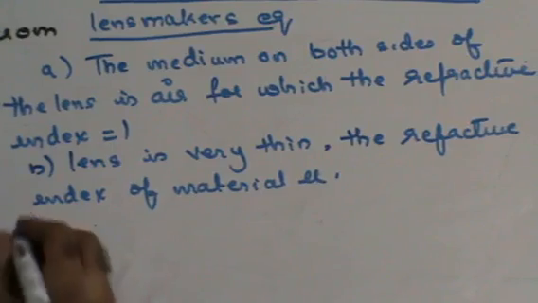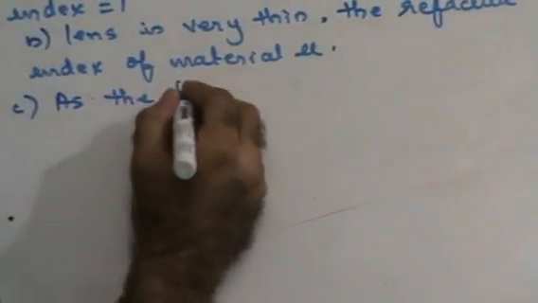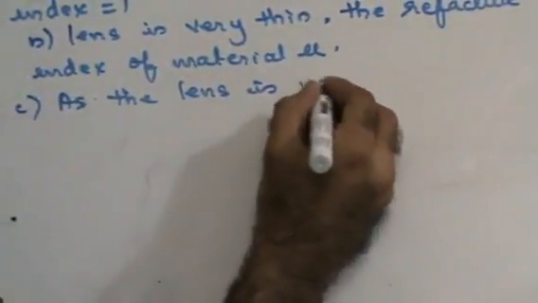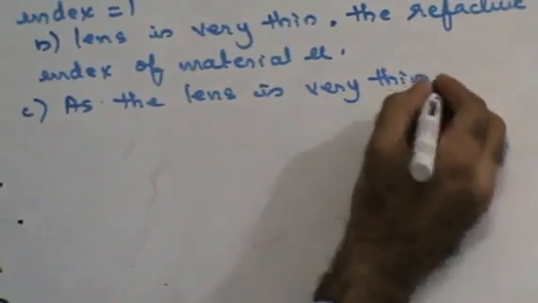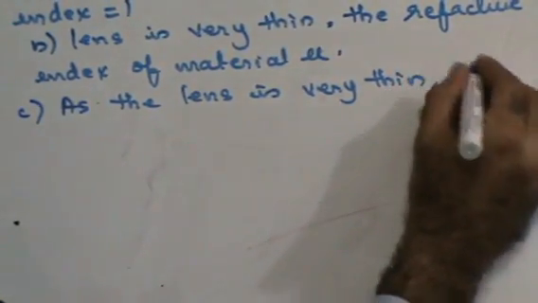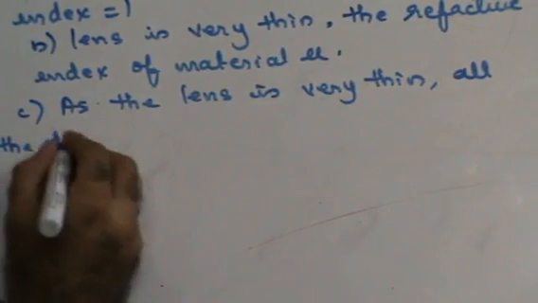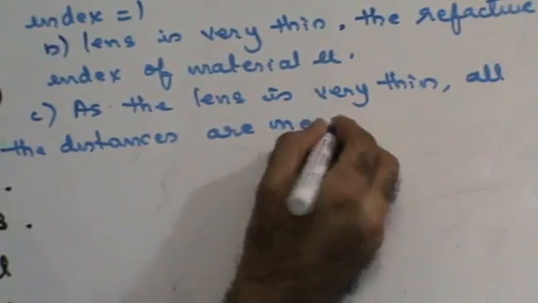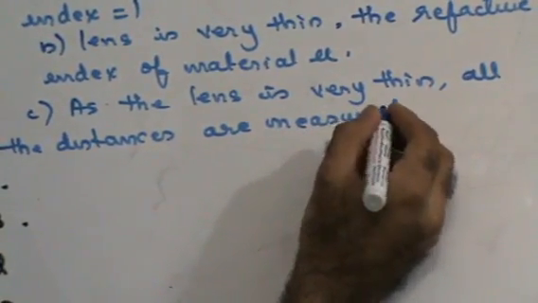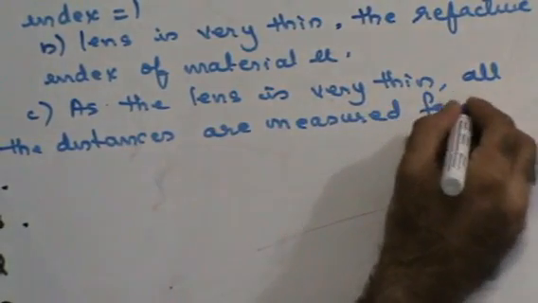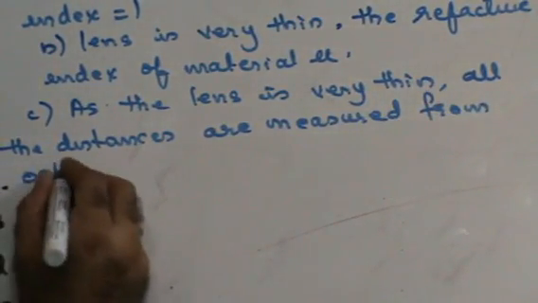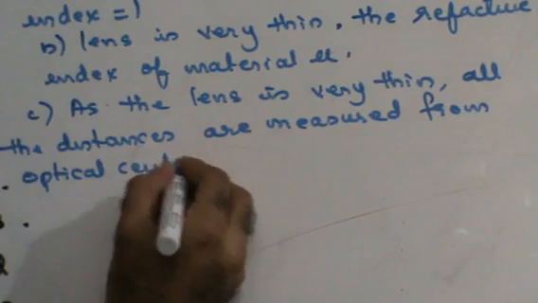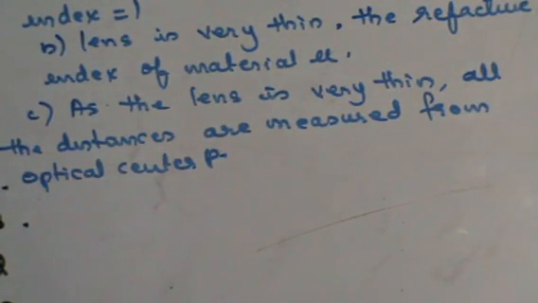And the third assumption that we are going to make is, as the lens is very thin, I can say that all the distances are measured from optical center P. Okay. So these are the assumptions I'm going to make before I start with my derivation.